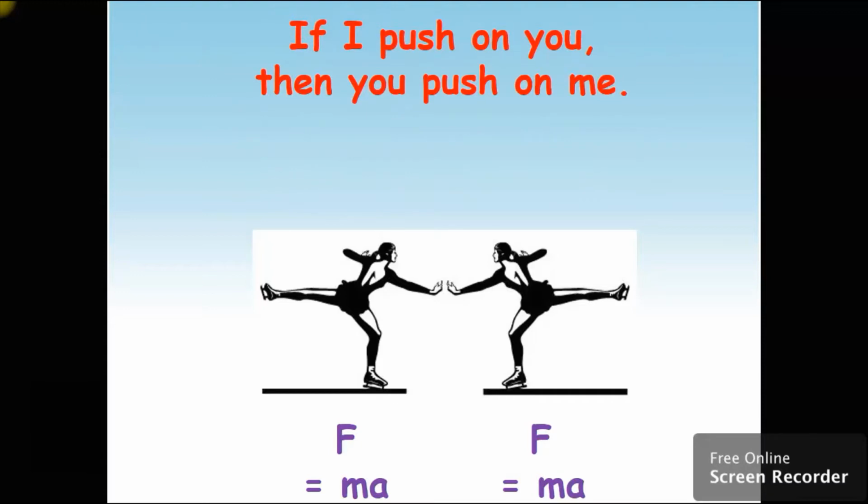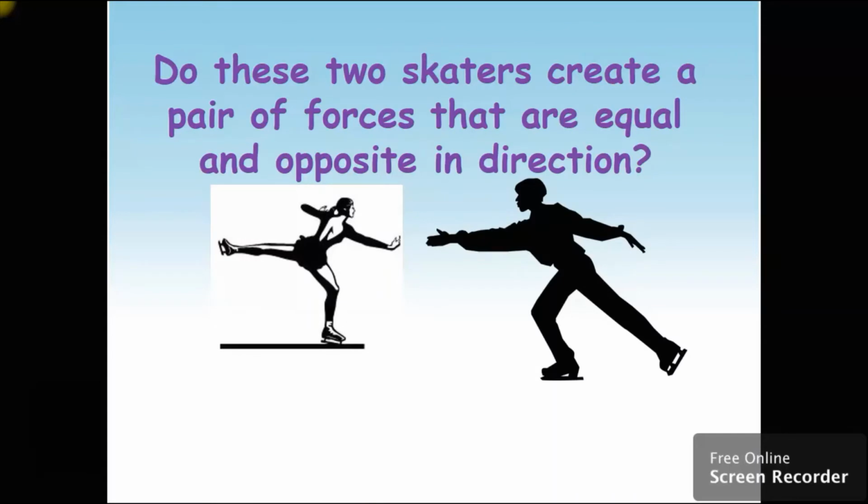Now, if I push on you, then you push on me. That's always true. Now, do these two skaters create a pair of forces that are equal and opposite in direction? What do you think? The answer is yes. Forces come in pairs, and forces are always equal and opposite. So the force on the skater on the left is the same as the force on the skater on the right. Now, obviously the skater on the right is bigger, but the forces are still equal.